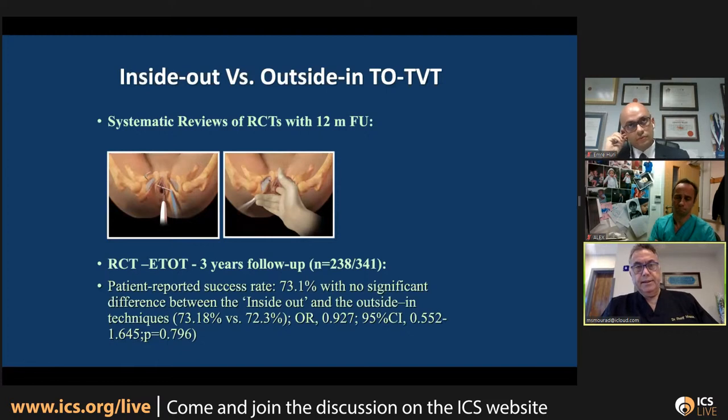So what are the differences between inside-out versus outside-in? According to systematic reviews of randomized clinical trials, with 12 months follow-up and another with 3-year follow-up, the patient-reported success rate is around 73.1% with no significant difference between the inside and outside techniques. So this is okay for everyone to choose which technique he prefers, and that's what he can master, and the results are almost the same.